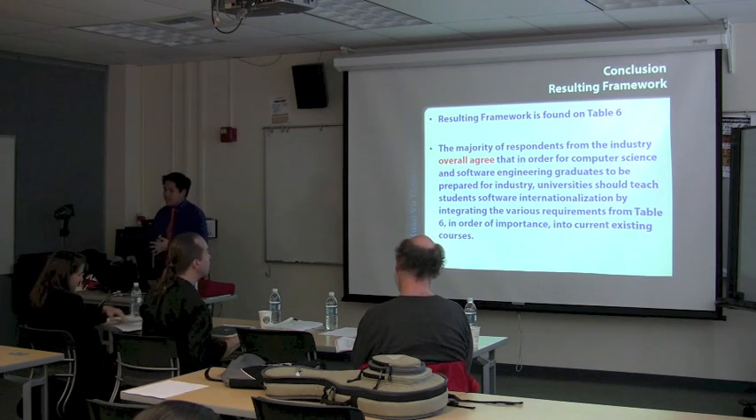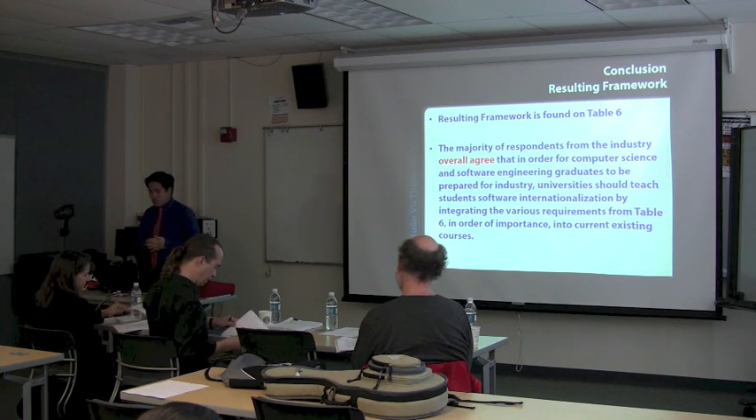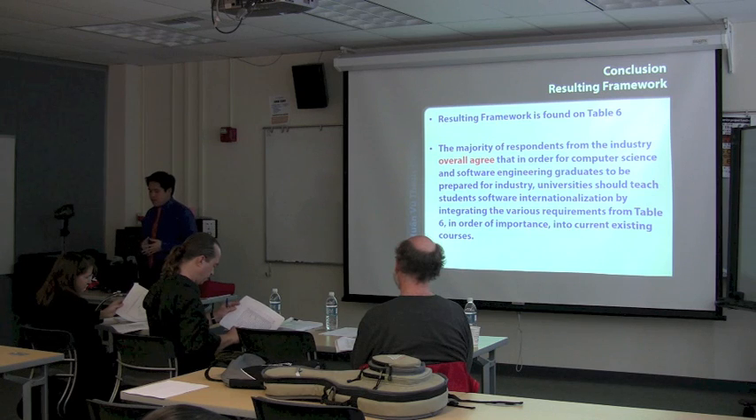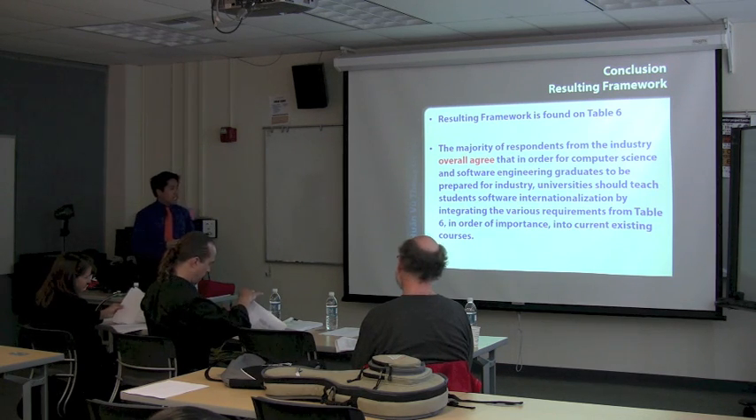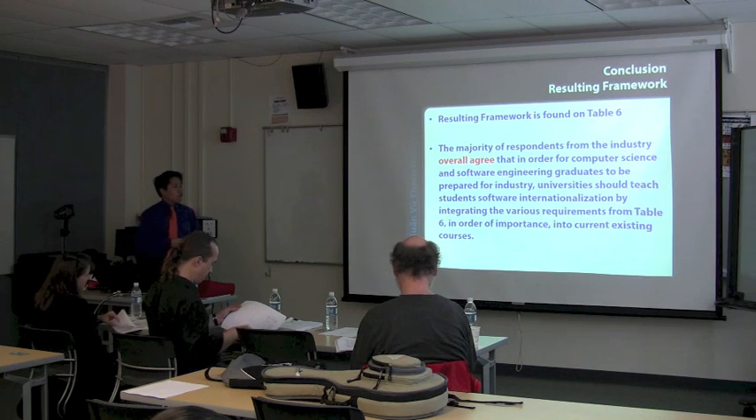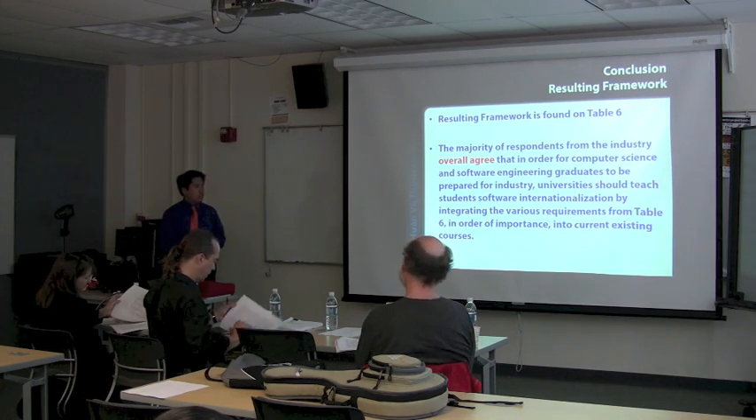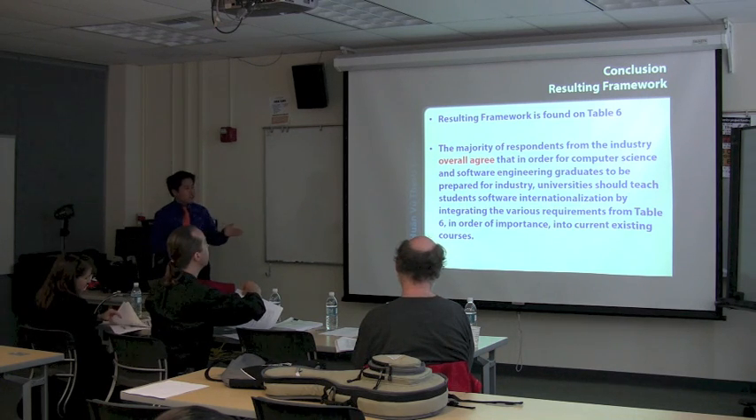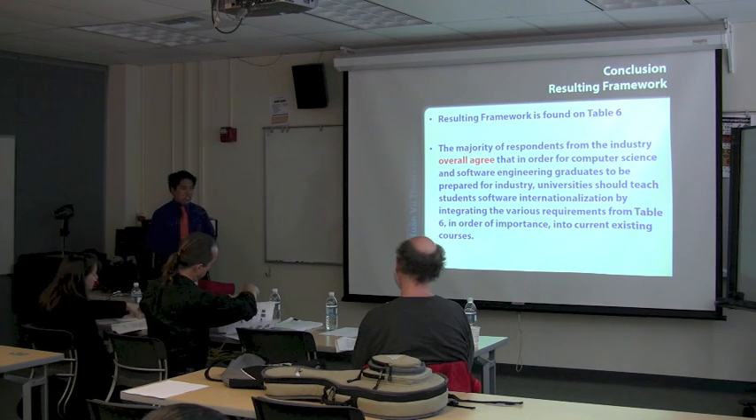Table 6 in the handout provides the resulting framework sorted in order of importance using the results we've discovered. However, the conclusion that can be made from the resulting framework is this. The majority of respondents from the industry overall agree that in order for computer science and software engineering graduates to be prepared for industry, the university should teach software students software internationalization by integrating the various requirements from Table 6 in order of importance into current existing courses.